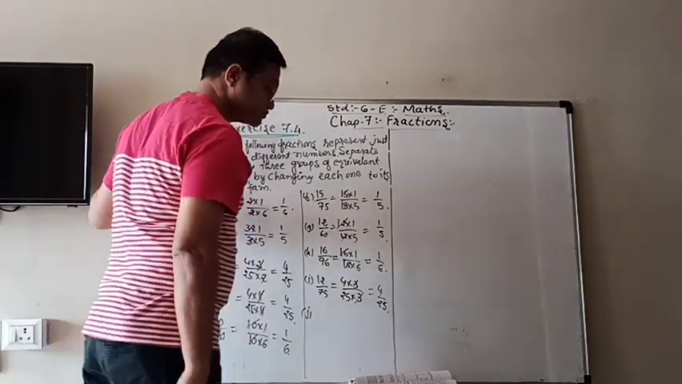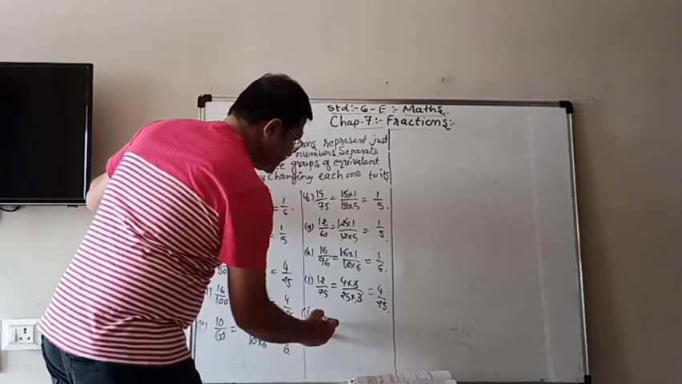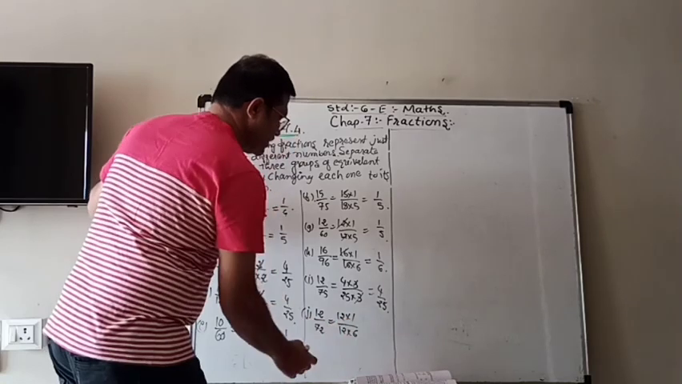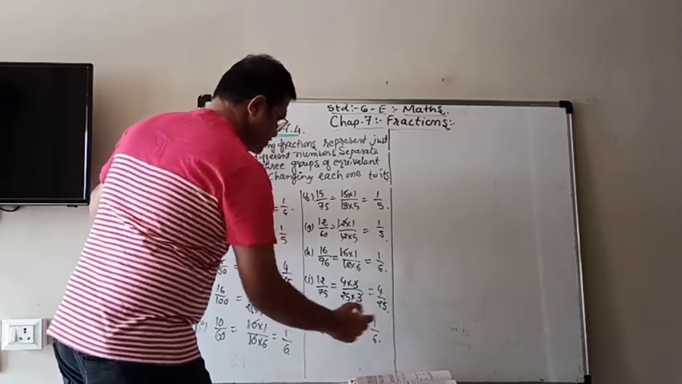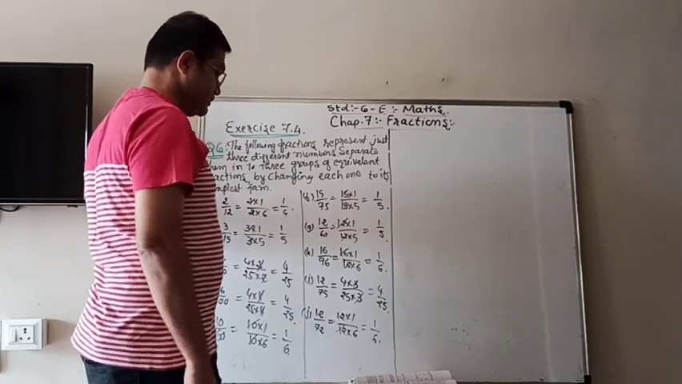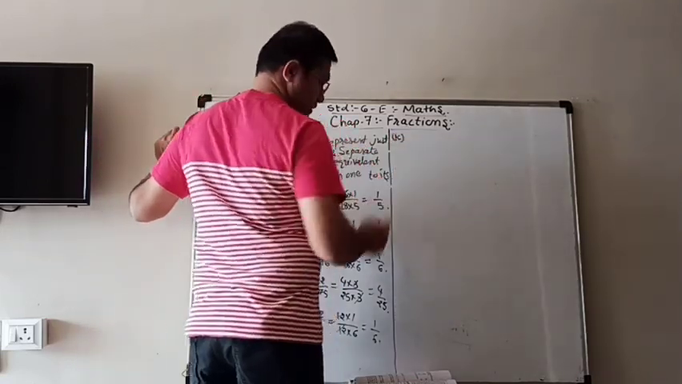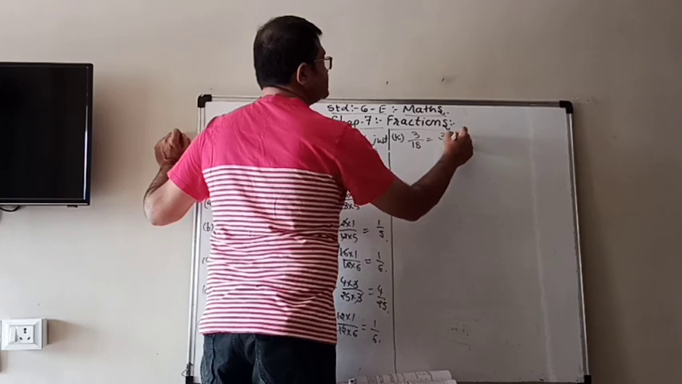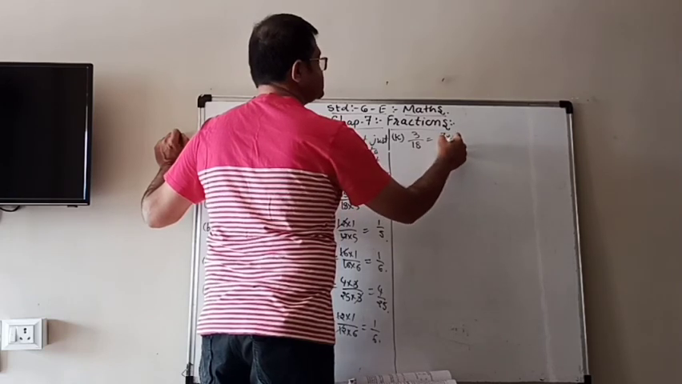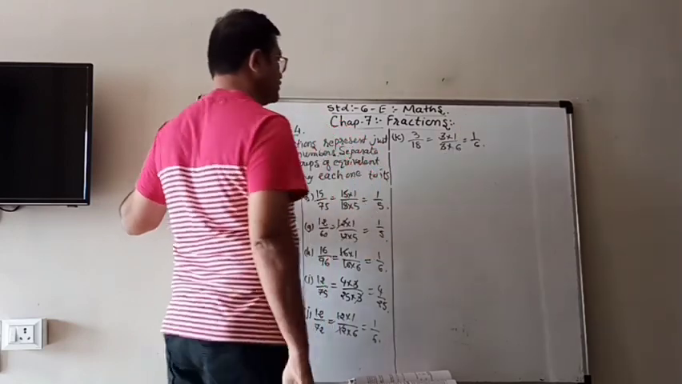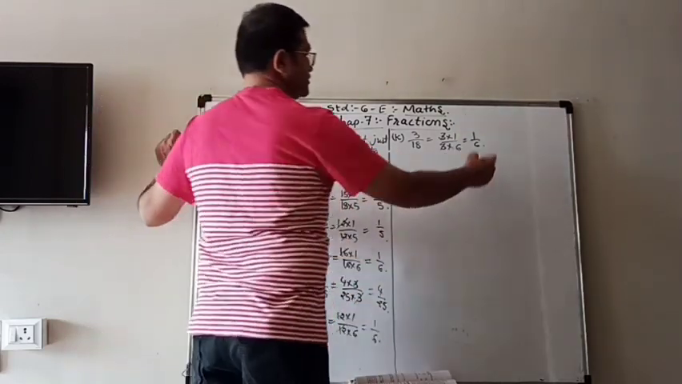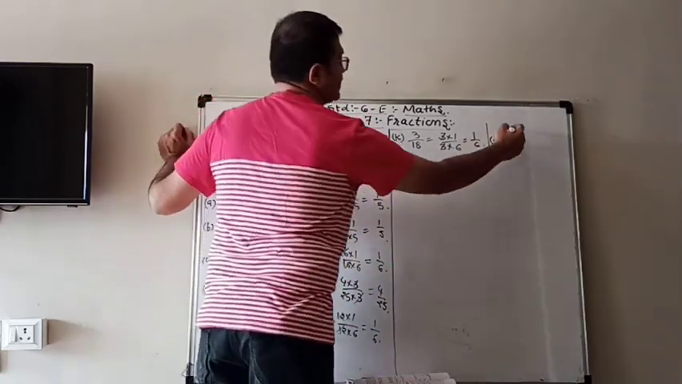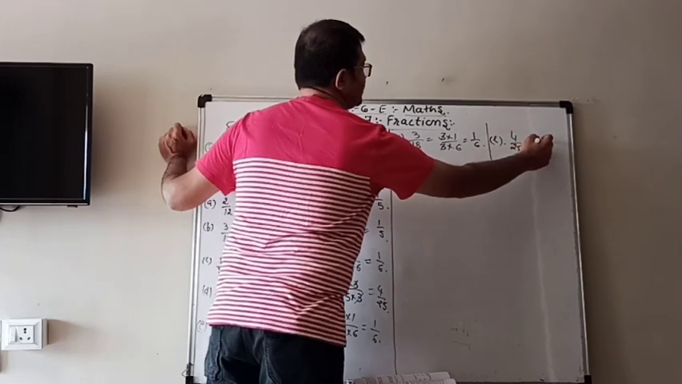Then J. J is 12 upon 72. 12 ones are 12, 12 6s are 72. So it is 1 upon 6. Then K. K is 3 upon 18. 3 ones are 3, 3 6s are 18. So 1 upon 6. And the last one is L. L has 4 upon 25, which is in simplest form.